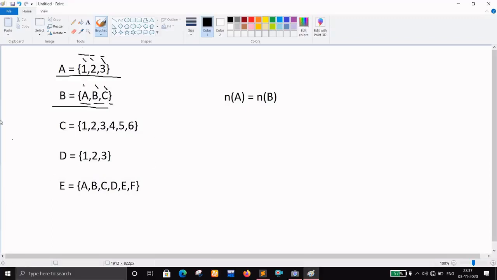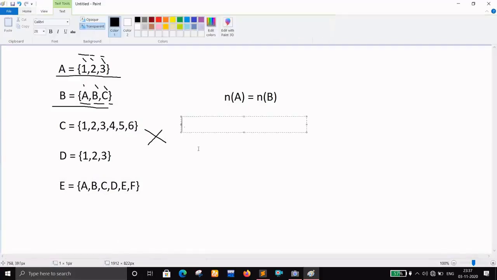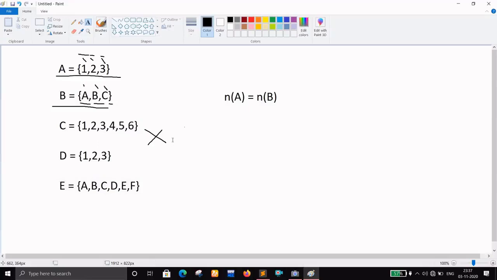But can we say C is equivalent to A? No, we cannot because, let me write. The cardinal number of C is 6 and the cardinal number of A is 3. Thus, they are not equivalent. In order to be equivalent, both must have the same number of elements, not the same elements.